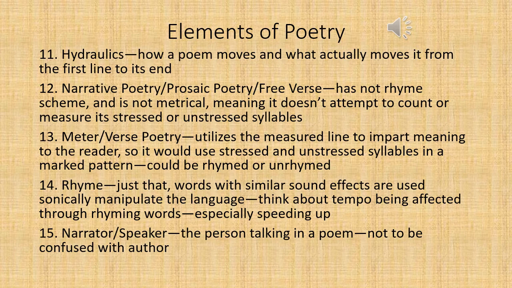Number 12, what we touched upon in the last slide: narrative poetry, also known as prosaic poetry, also known as free verse. We can refer to the poetry we're going to look at this whole semester as any of these three things when we write about it. So what it means is it has no rhyme scheme. It is not metrical in any way, meaning it doesn't attempt to count or measure stressed or unstressed syllables. What does do that is number 13, meter or verse poetry. It utilizes the measured line to impart meaning to the reader. So it would use stressed and unstressed syllables in a marked pattern. Could be rhymed or unrhymed.